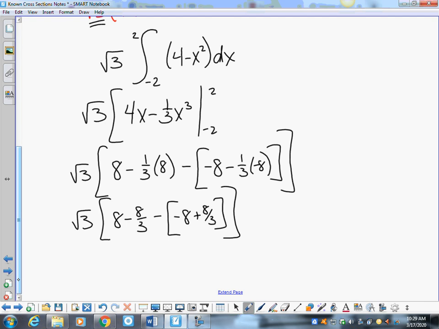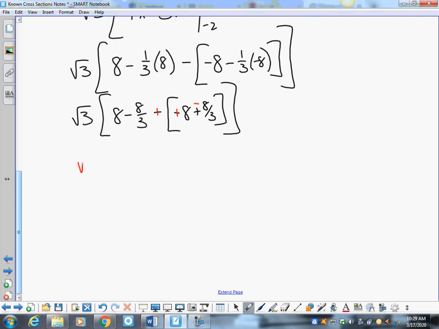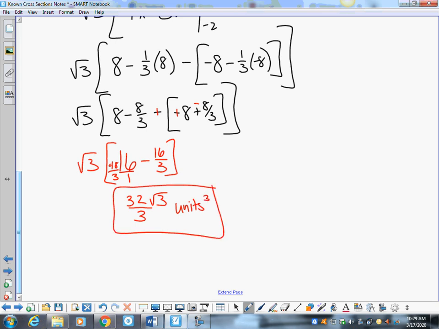I'm going to run my negative through. Combine my like terms. I'm going common denominator. (32 thirds) root 3 units cubed. There it is.